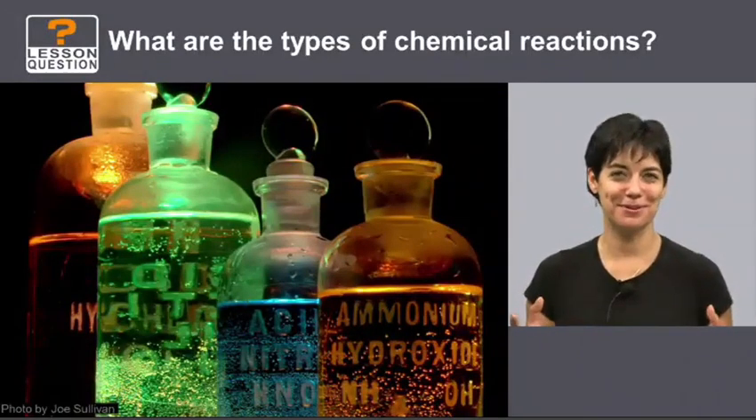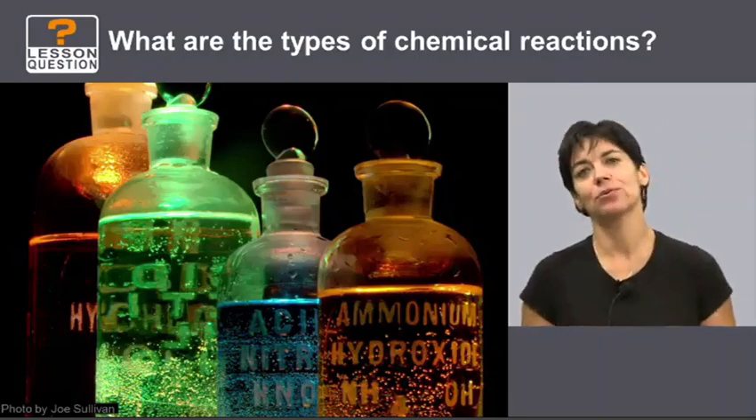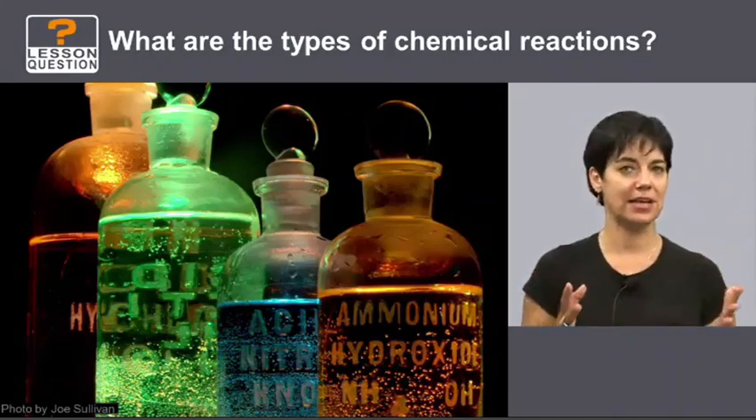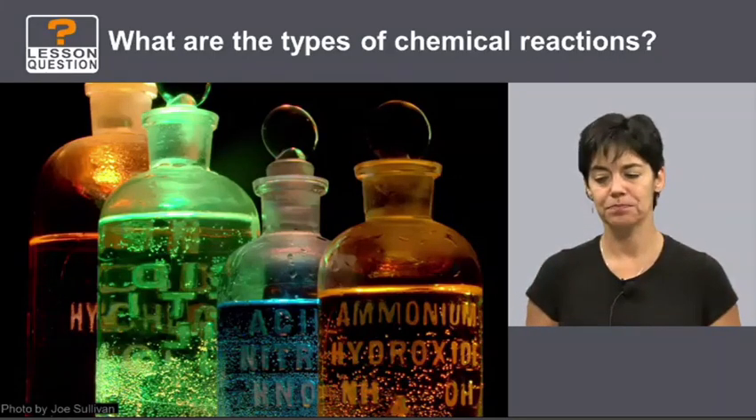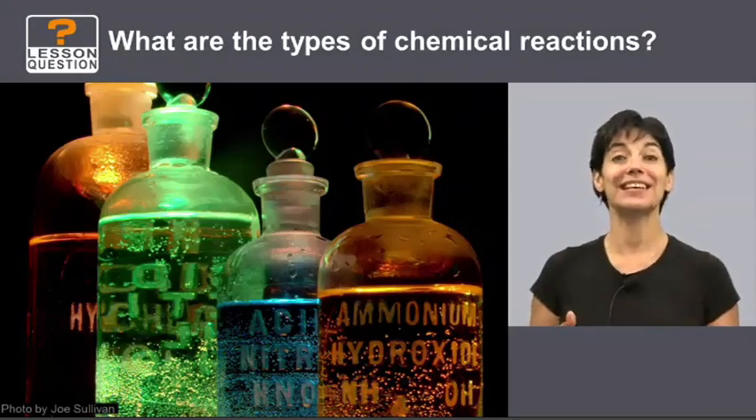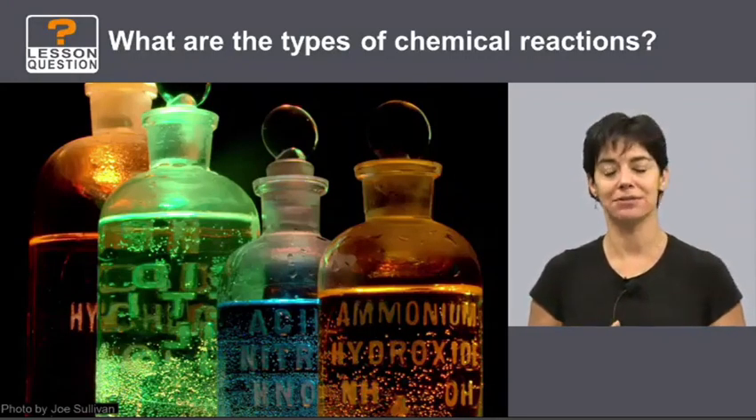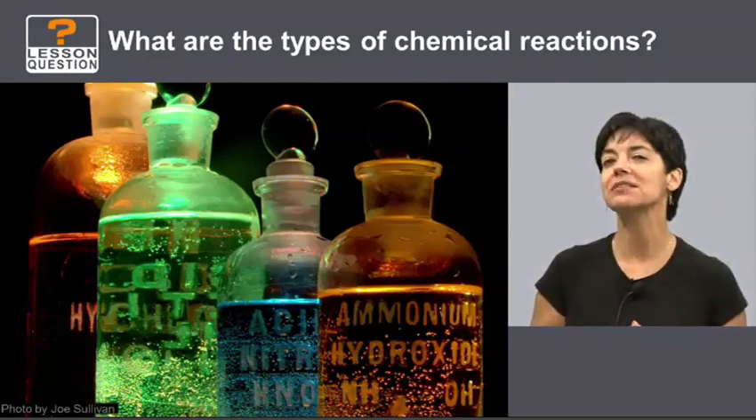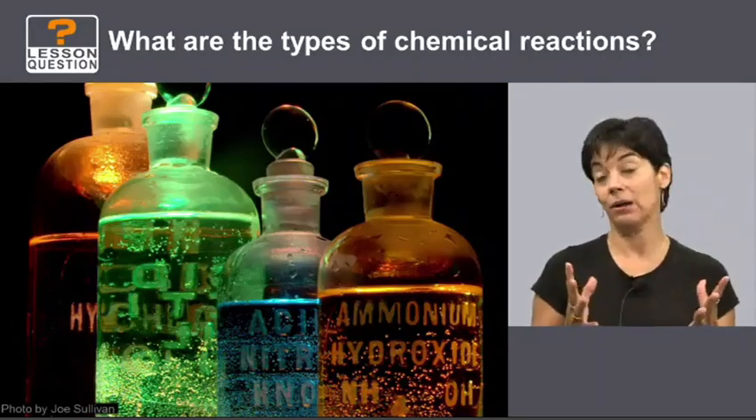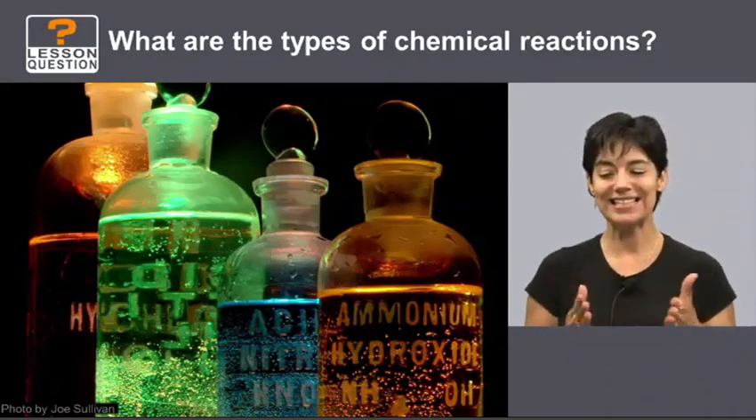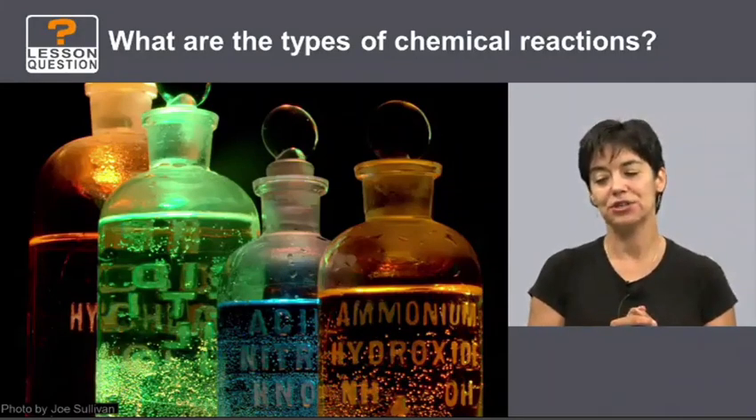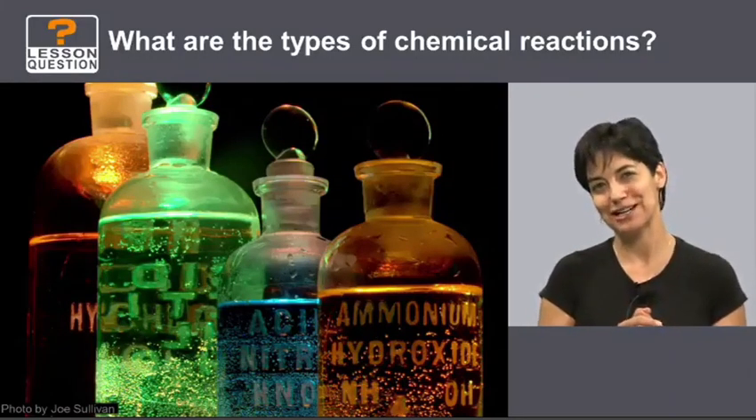What are the types of chemical reactions? Lots of chemical reactions have very clear signs that they've taken place, as we've already discussed. In the picture, we can see several very interesting looking chemicals. What happened if we mix them together? And how do we know? In this lesson, we're going to learn about the different types of chemical reactions.